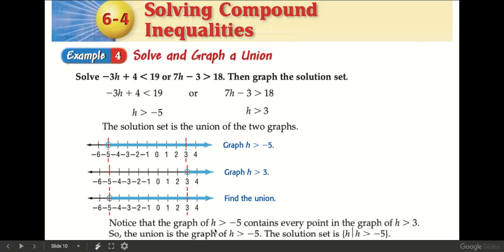So notice that the graph of h is greater than negative 5 contains every point on the graph of h is greater than 3. So the union of the graph is h is greater than negative 5. So that would be the solution set, right? Written like this. For all h's in this problem, h must be greater than negative 5.